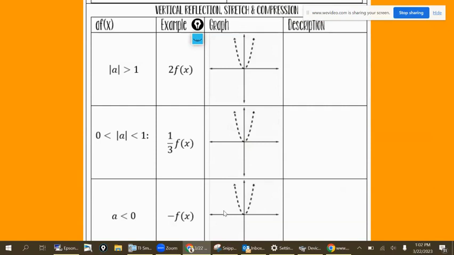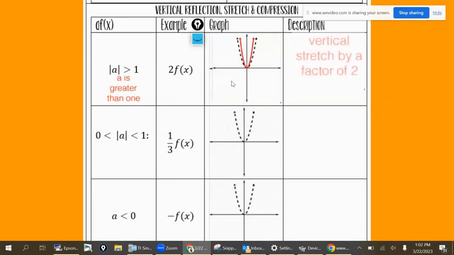Okay, so like this. This one is actually going to be a vertical stretch. Same thing as a horizontal, whatever. All right, so it's getting skinnier because the scale factor is greater than 1. The scale factor is 2, so it's going to be getting skinnier. And if it's in between 0 and 1, it's going to be getting fatter. It's going to be a vertical compression.